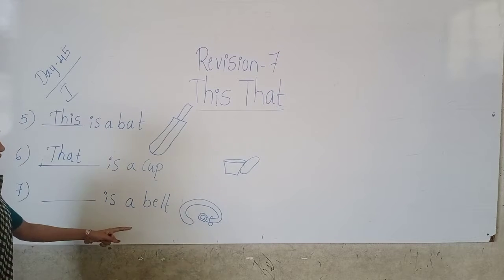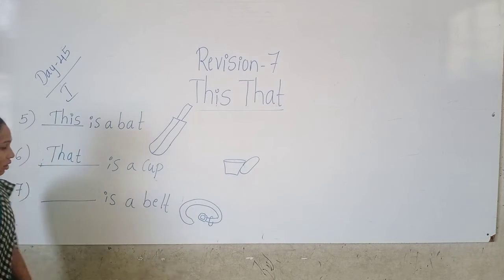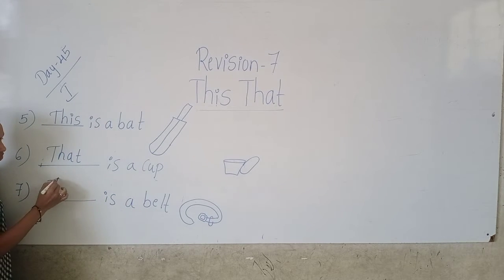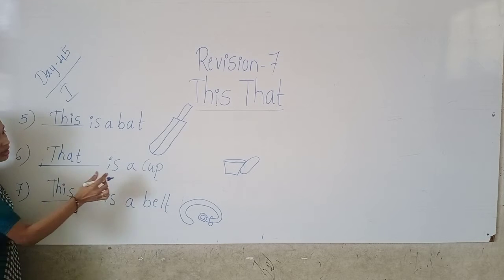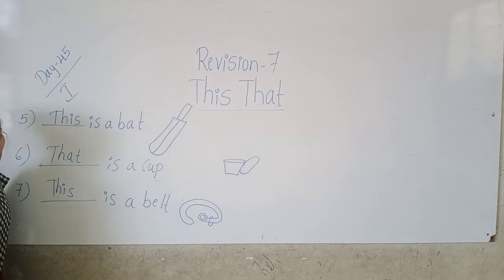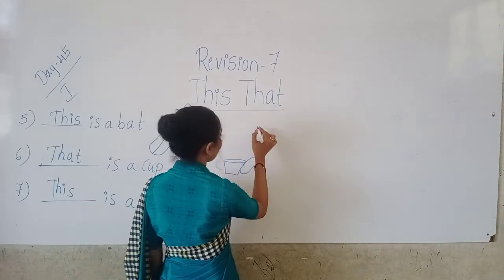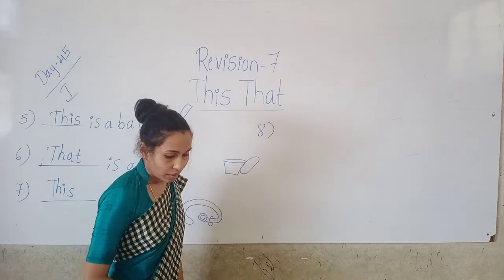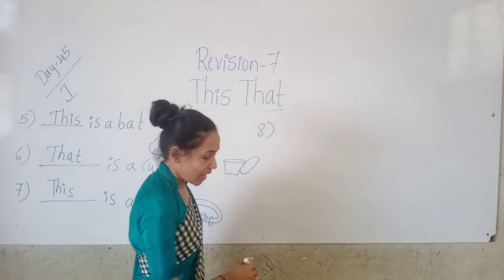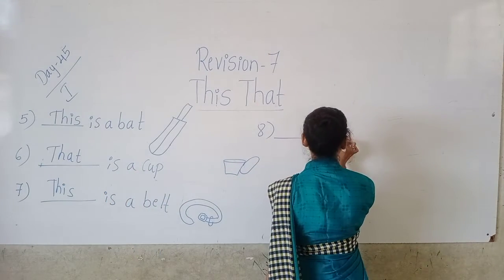Okay. The next one is belt. So belt is near or far, children? Near. So what should we write here? This. This is a belt. That is a cup. This is a bat. Okay children. Let us go to the next one. Eighth one. Dash is a mat.